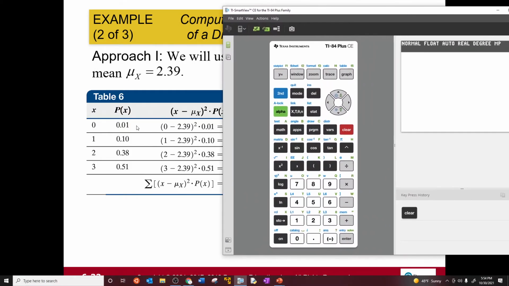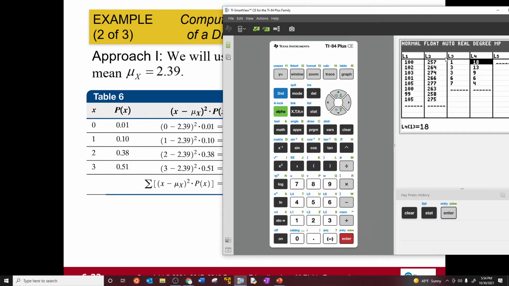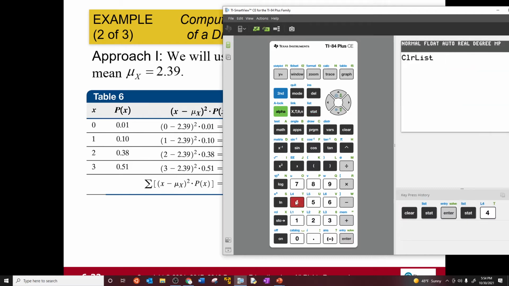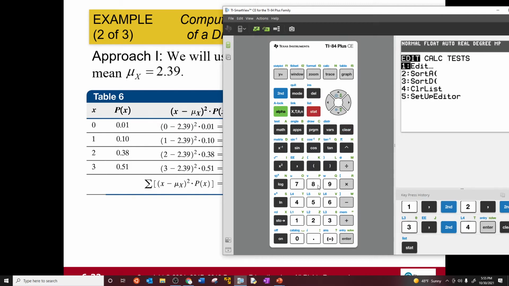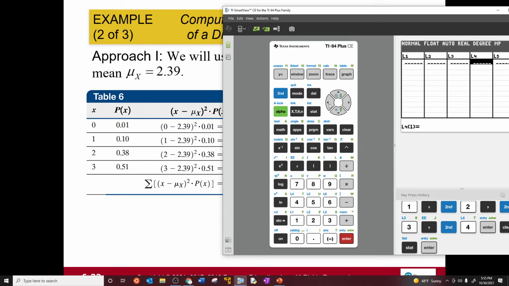So right now I have two lists. We have the random variables and then the probability. In stat and edit, first of all, I need to clear all my lists. So let's go back to stat. Let's choose 4, clear list. And we're going to clear list 1, list 2, list 3, and let's do list 4. Done.